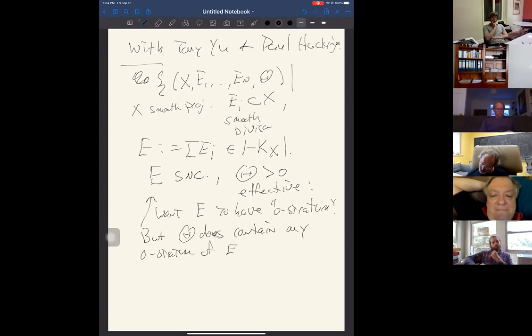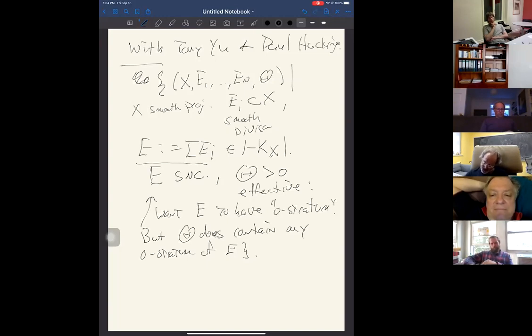Okay, so I'm looking at the moduli space of these. Again, I've got a smooth projective variety, an anti-canonical divisor which is SNC, and an effective ample divisor. And then I have this degenerate condition: I say that E has a zero stratum, so it's got a point where it's as singular as it could possibly be and still be SNC. And then theta doesn't pass through that zero stratum.